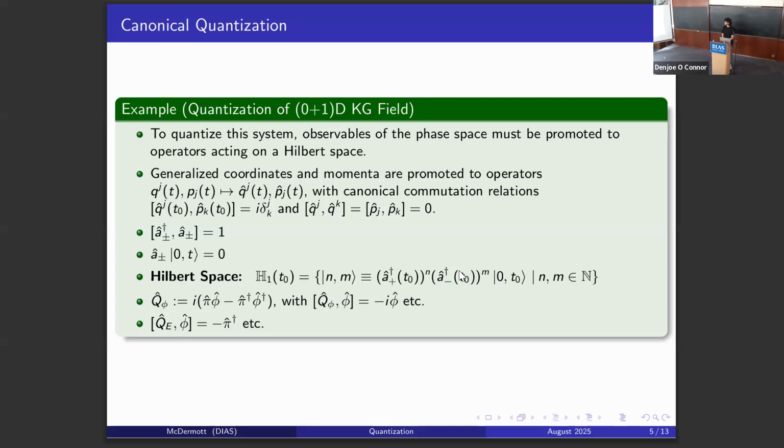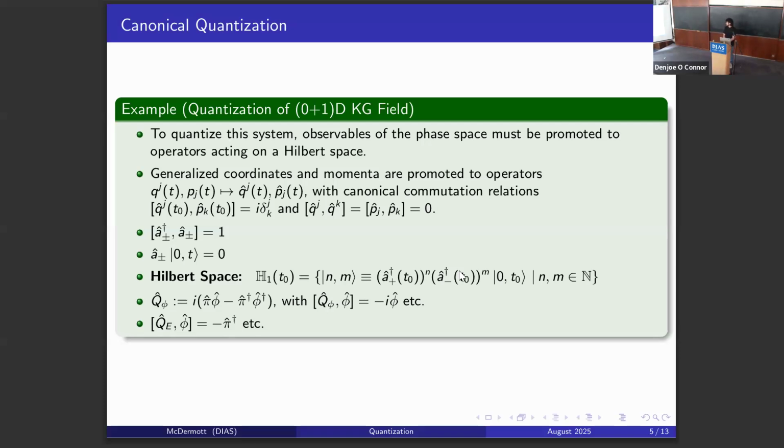So one way we can promote this to a quantum field theory is by using a canonical quantization. So first we must define a Hilbert space on which operators of this system act. So we know from quantum mechanics that we can promote our generalized coordinates and momenta to operators q hat and p hat, which should obey the canonical commutation relations shown here.